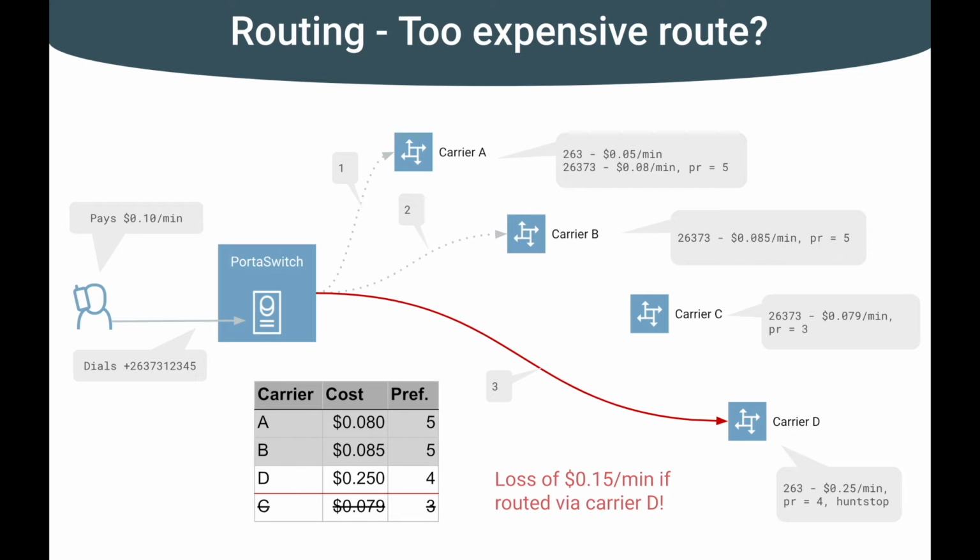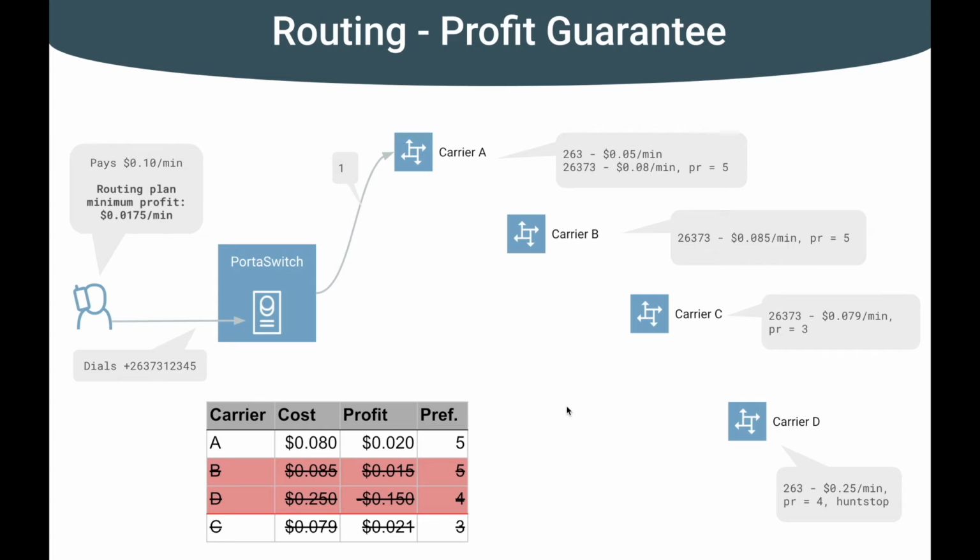It is not, of course, an acceptable situation for us, and we need to instruct our portability system to avoid it. The idea is to limit our losses by setting a minimum profit threshold. The minimum profit threshold is set also in our routing plan. Let's say we want to make at least 1.75 cents of profit per minute of call.